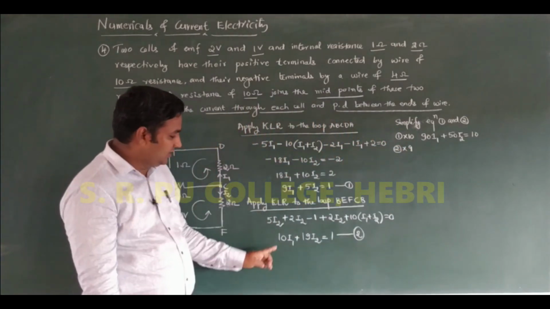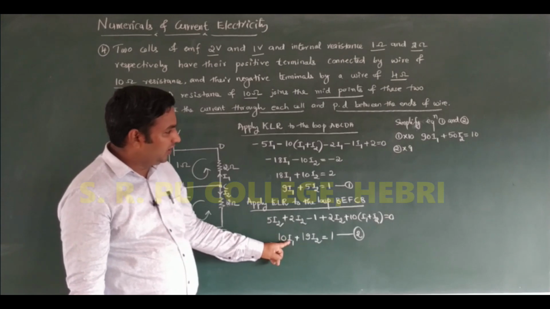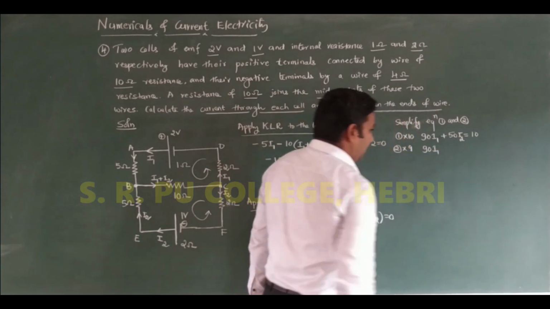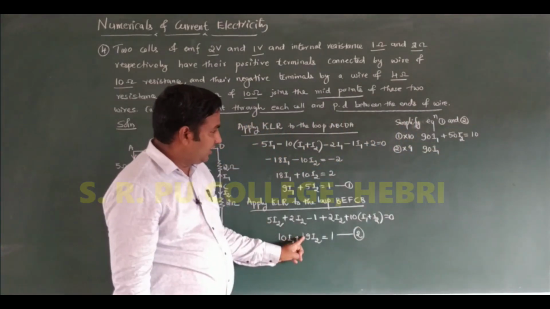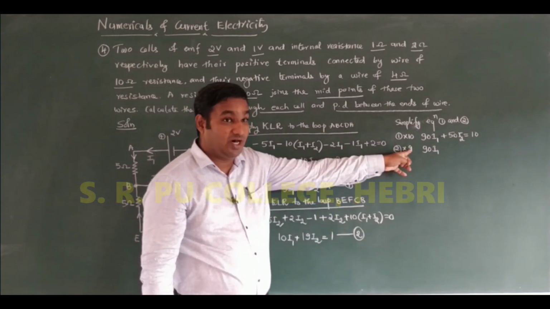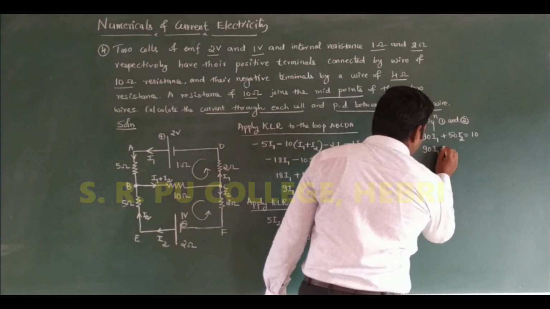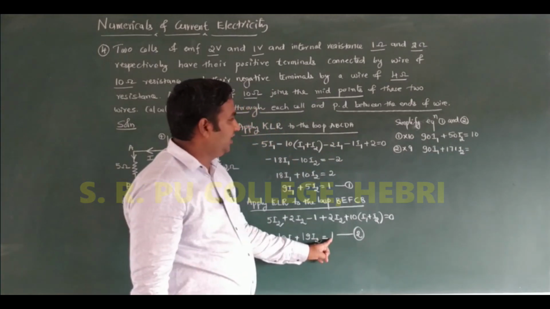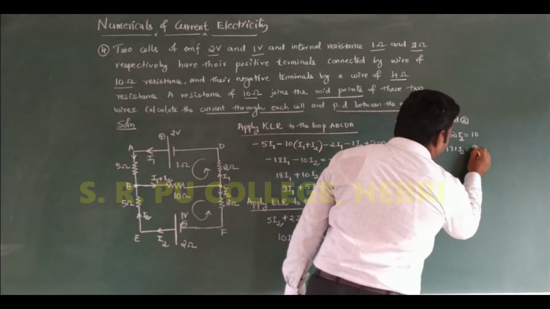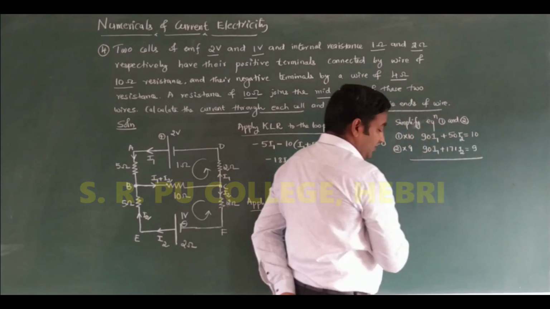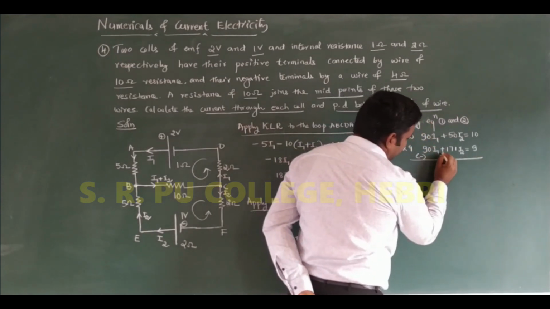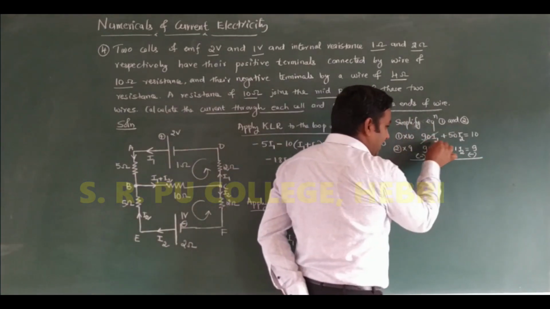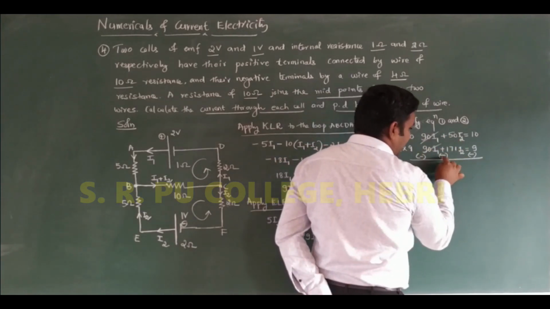Here it becomes 10 I1 into 9, it becomes 90 I1 again. 90 I1 plus 19 into 9, it becomes 171 I2 is equal to 1 into 9, it becomes 9. Do the subtraction here. This sign will change, this sign will change, this sign will change. You already learned subtraction. These two get cancelled, and plus minus subtraction.